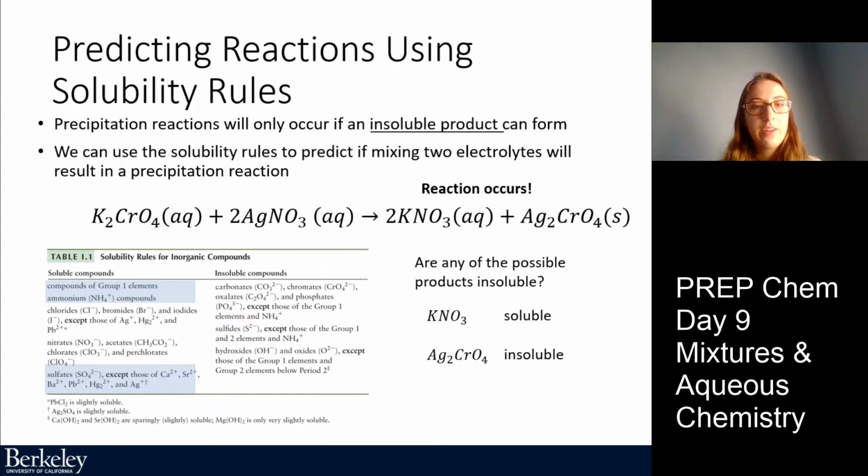Okay. So then, because of this, we know that a reaction occurs because we actually had a solid precipitate occur.